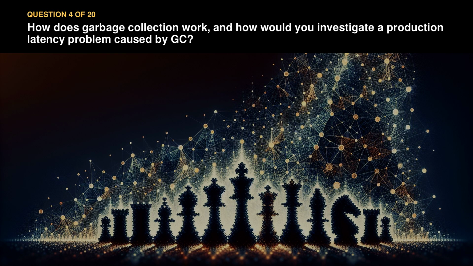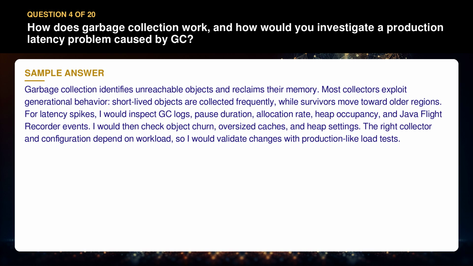Question 4. How does garbage collection work, and how would you investigate a production latency problem caused by GC? Garbage collection identifies unreachable objects and reclaims their memory. Most collectors exploit generational behavior. Short-lived objects are collected frequently, while survivors move toward older regions.